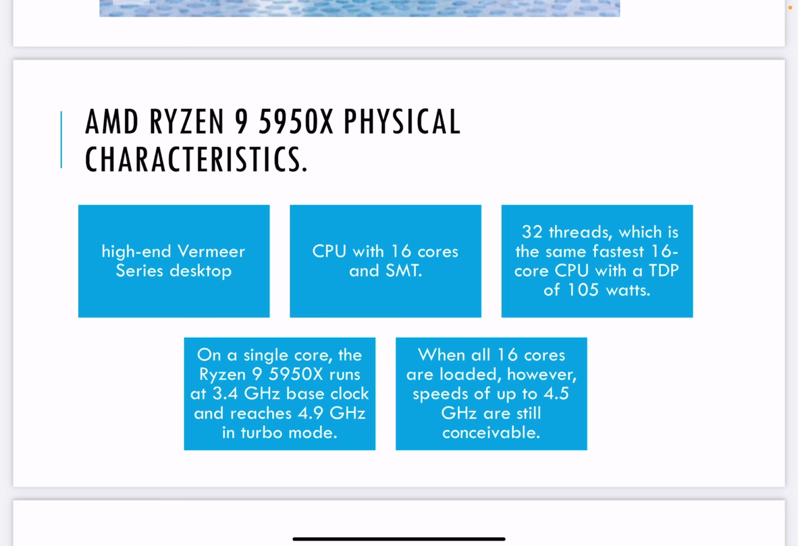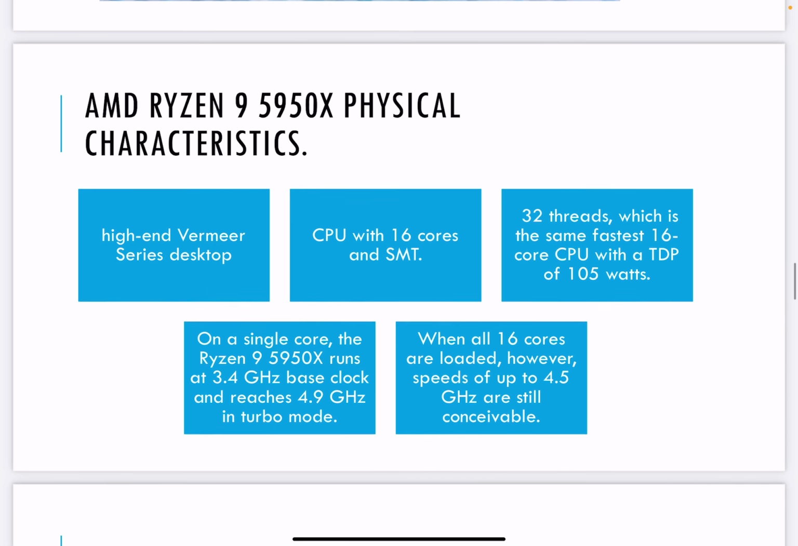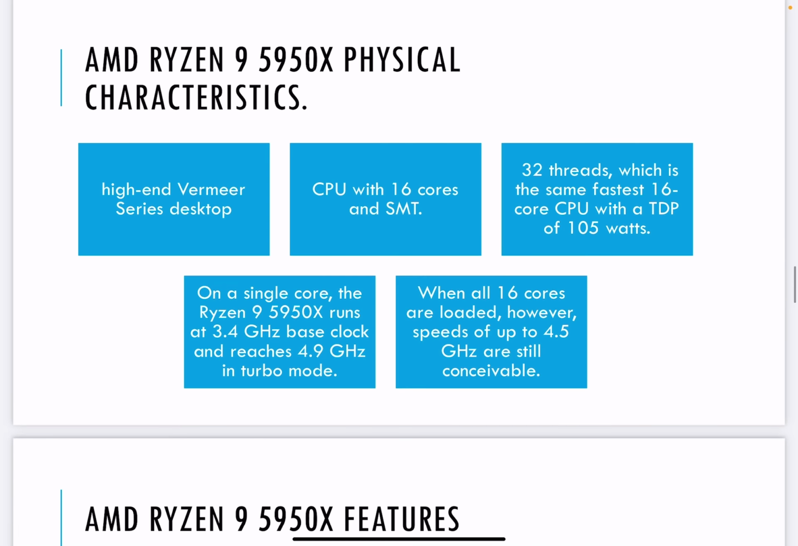105 W. On a single core, the Ryzen 9 5950X runs at 3.4 GHz base clock and reaches 4.9 GHz in turbo mode when all 16 cores are loaded. However, speeds of up to 4.5 GHz are still conceivable.